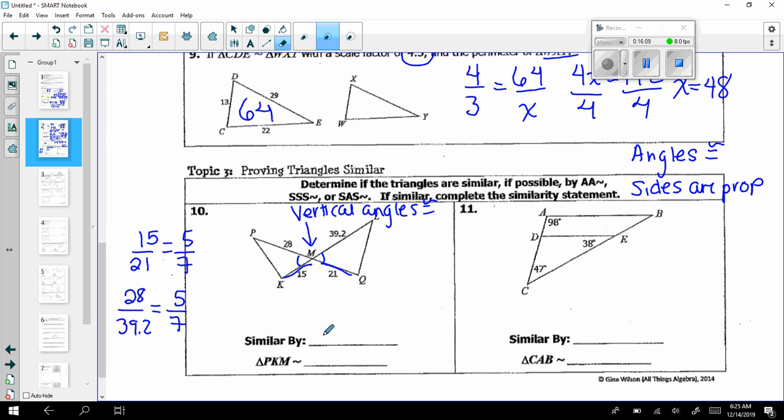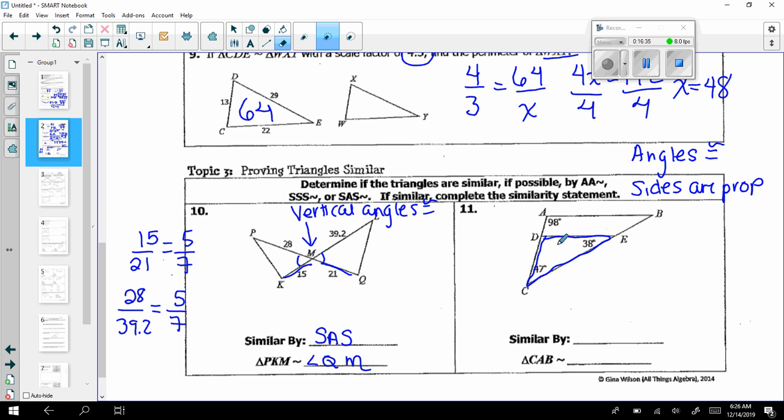So these are similar by side angle side similarity. And so we say, okay, triangle PKM is similar to triangle LQM. Remember, order is so important, so be very careful. Okay? Now this one, remember that the angles of it, we have two triangles. We have this triangle right here.